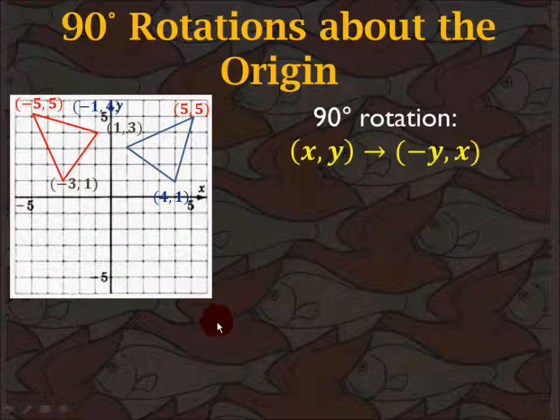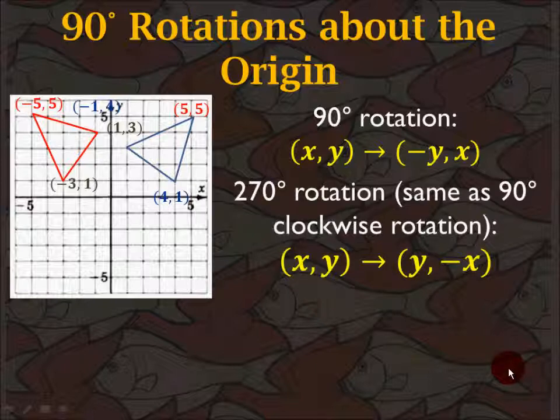So this is the rule. And if you graph it, you will notice that it rotates around the origin. For a 270-degree rotation, it's basically going 3/4 of the way around, or it's the same as just going 90 degrees in the clockwise direction. The rule is (x, y), remember this is the original, which is this blue one, becomes (y, -x). So you take the original x, negate it, make it the new y. You take the original y, keep it, and you make it the new x.